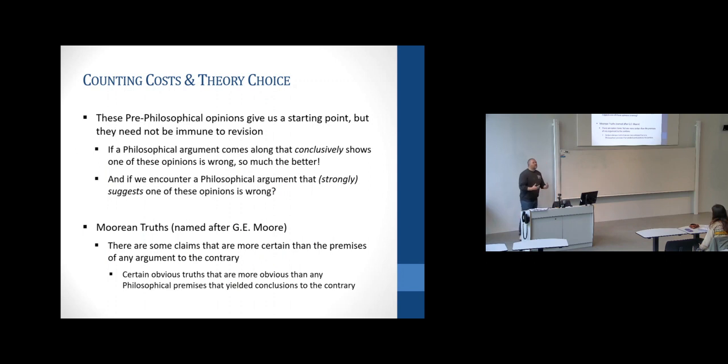So again, the thought here is that there's something like what we'll call Moorean truths, named after G.E. Moore. There are some claims that are more certain than the premises of any argument to the contrary. Again, the easiest one, the belief that we have hands is more certain to us than the premises of any skeptical argument. The argument already reductios itself if it tries to undercut this claim. That's the really strong version.